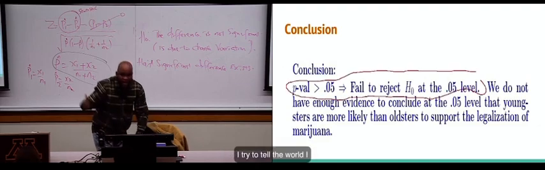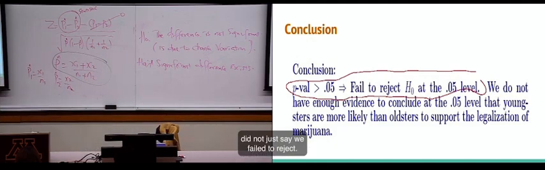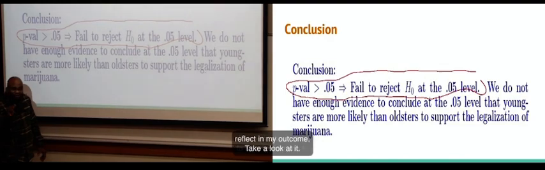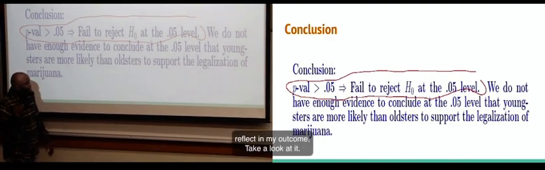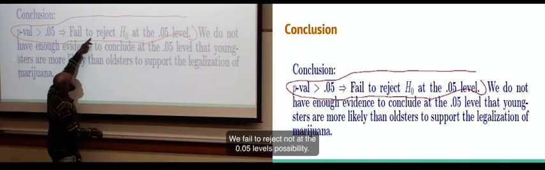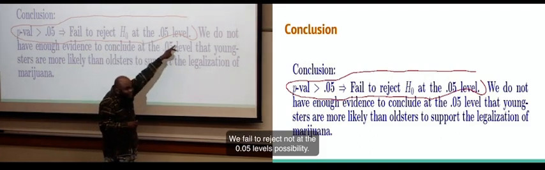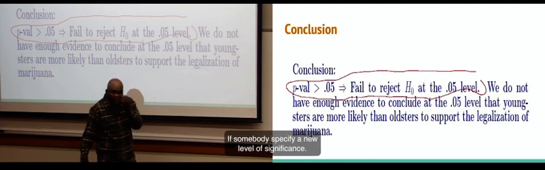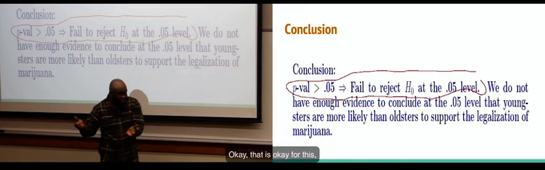I try to tell the world, I did not just say we fail to reject, but I have to say because of this. I have to tell the world the reason why I come to that conclusion. Then I'm also going to allow something to reflect in my outcome. Take a look at it. We fail to reject H naught at the 0.05 level because there's possibility if somebody specify a new level of significance, okay, that is not okay.